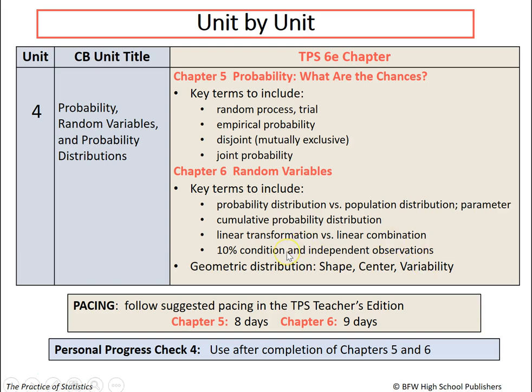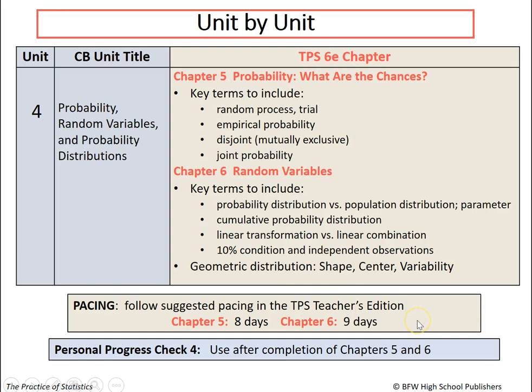Also, the course framework begins its emphasis on the 10% condition and its connection to independent observations in this chapter or unit. And the course framework adds all aspects of a geometric distribution, the shape, center, and variability, which matches what it does for the binomial distribution in the previous topic outline.